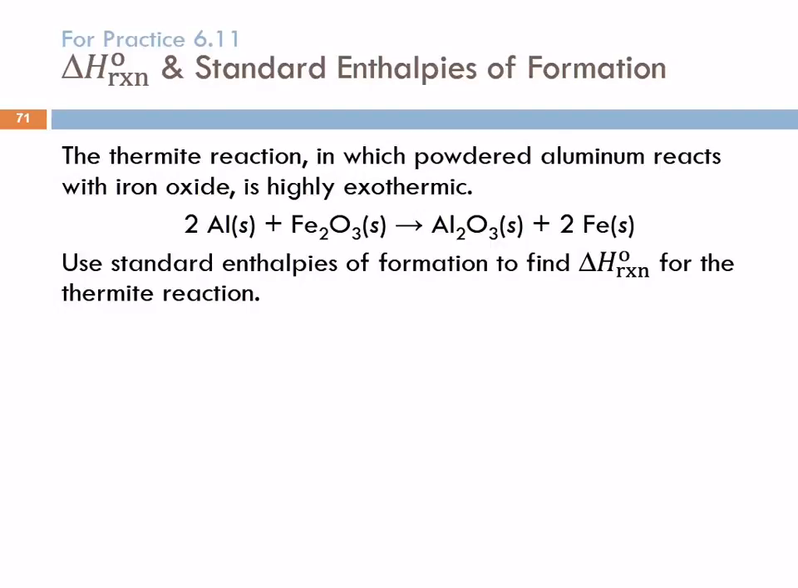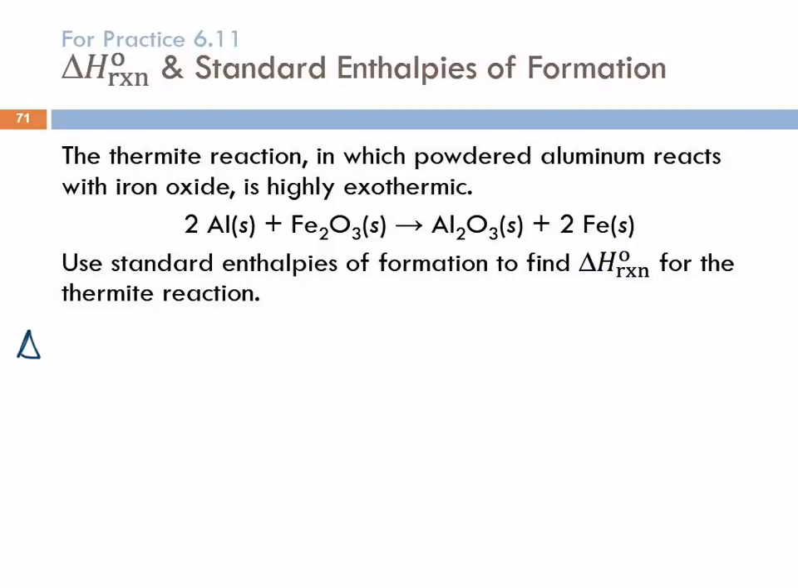So the idea here is that we're going to mentally take the reactants apart. Well, this is aluminum. This is already the standard state for an element. But here we have iron and oxygen. So mentally taking those apart, that is the opposite of the heat of formation. And then we're going to form this from its elements in the standard states. And this is already an element in its standard state.